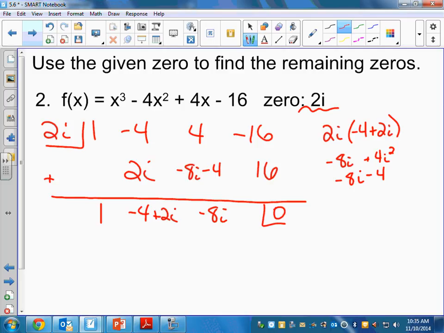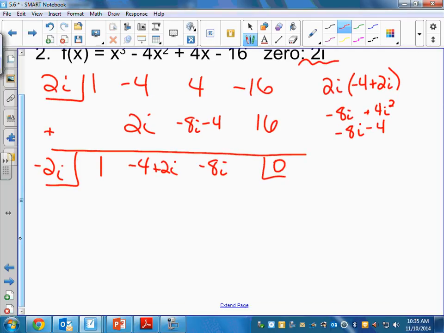But we have that lovely conjugate theorem. If 2i is a 0, what else has to be a 0? Let's do it again with negative 2i. Remember how easy the last problem was?